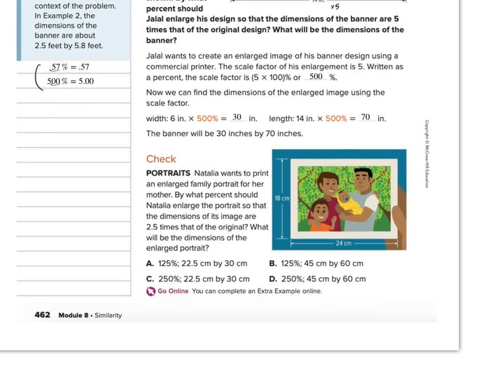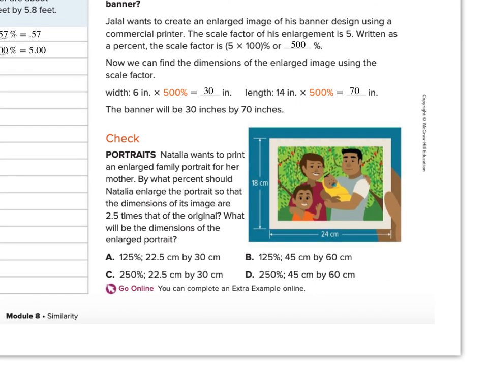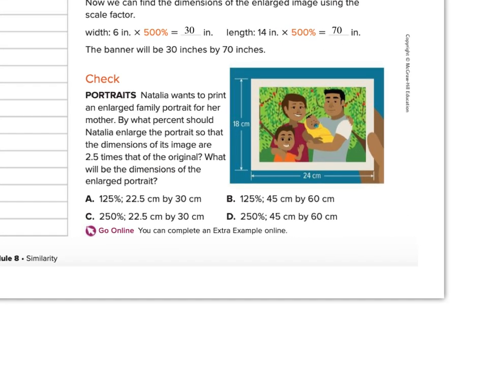So in my portrait, Natalia wants to print and enlarge the family portrait for her mother. By what percentage should Natalia enlarge the portrait so that the dimensions of the image are 2.5 times that of the original? What would be the dimensions of the enlarged portrait? So I'm going to multiply both dimensions by 2.5 and come up with my new dimensions. And it looks like we are dealing with centimeters.